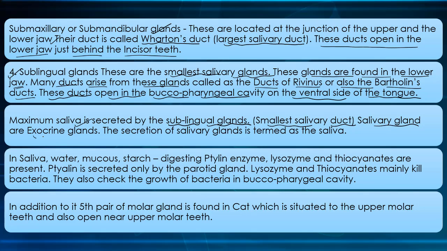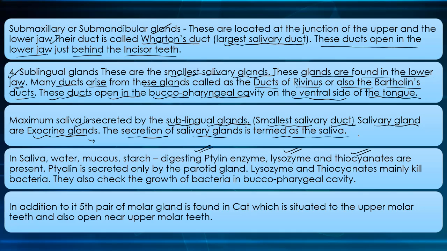Salivary glands are exocrine glands as they secrete enzymes. The secretion of salivary glands is termed saliva. In saliva, water, mucus, starch, and some digestive enzymes like ptyalin, lysozyme, and thiocyanate are present.